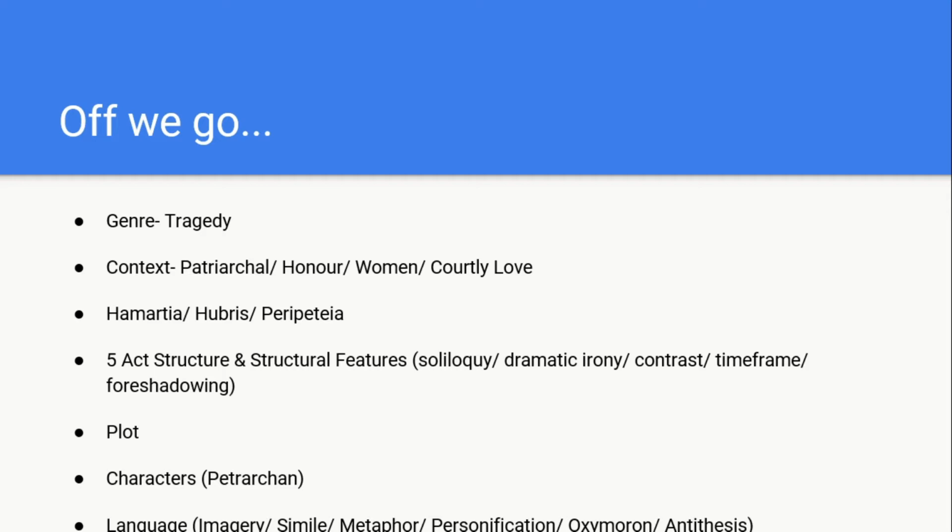Hubris, I'm not sure we've actually defined this one, but hubris is an excess of pride. Now, there are a couple of characters that this applies to. One of those characters is Tybalt. He has a real arrogance and a real self-belief in his skills as a fighter and as a man, and that pride we see in several places in the play, and again it adds to the tragedy, the fact that he feels he has to defend himself.